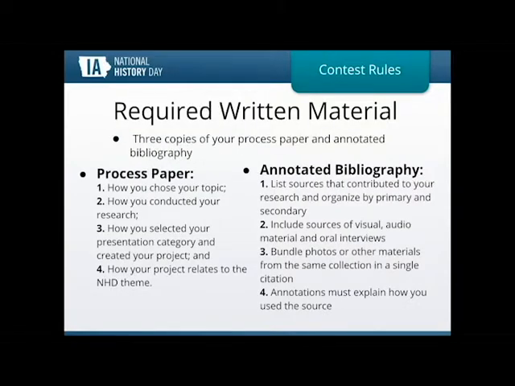Required written material, we just want to touch base on the process paper and the annotated bibliography. So you will need 3 copies of each. The process paper describes how you chose your topic, how you conducted your research, why you selected the exhibit category as your project, and how your project relates to the National History Day theme. And the annotated bibliography is a list of resources that contributed to your research, and it needs to be organized in primary and secondary sources.